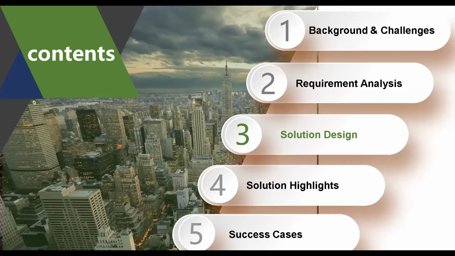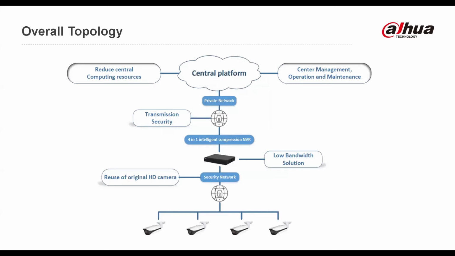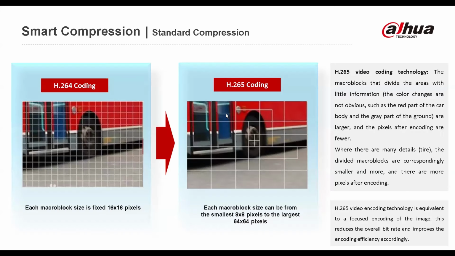Then we look at how do we design our solution. Technically, this is how we look at it. This is our topology. So we have a central platform which does management, operation, and maintenance and saves on computing resources. But still, this runs on a bank private network which is secure actually. Then we offer a 4-in-1 intelligent compression and VR, which gives us a low bandwidth solution. So we reuse the original high definition camera on the network, but use the compression and VR to achieve sending data to the client.